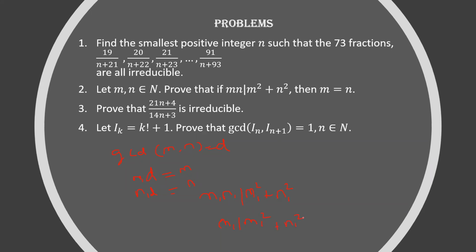Now you know that m1 divides m1 square. So it's left to prove, we need to show that m1 divides n1 square. So m1 divides n1 square. Similarly, you can also get n1 divides m1 square. Correct? By symmetry, you will get both of these results. So if m1 divides n1 square, it means that m1 divides n1. And also you have n1 divides m1. Now if m1 divides n1 and n1 divides m1, it means that m1 is equal to n1.